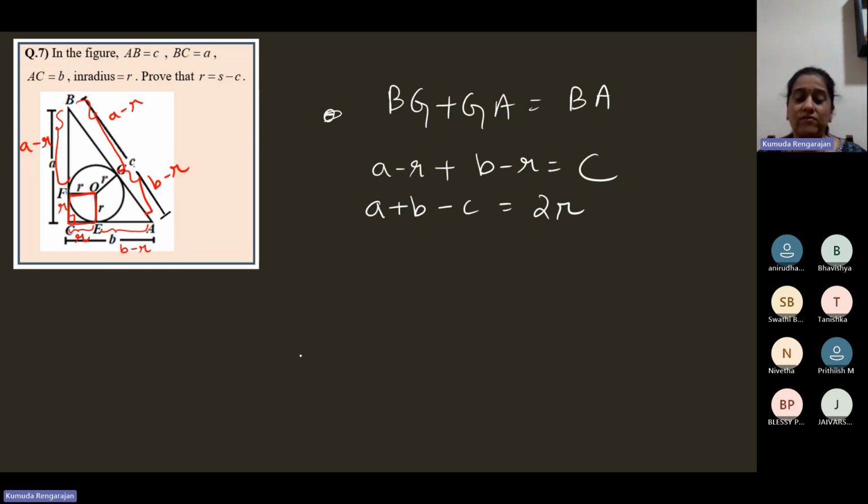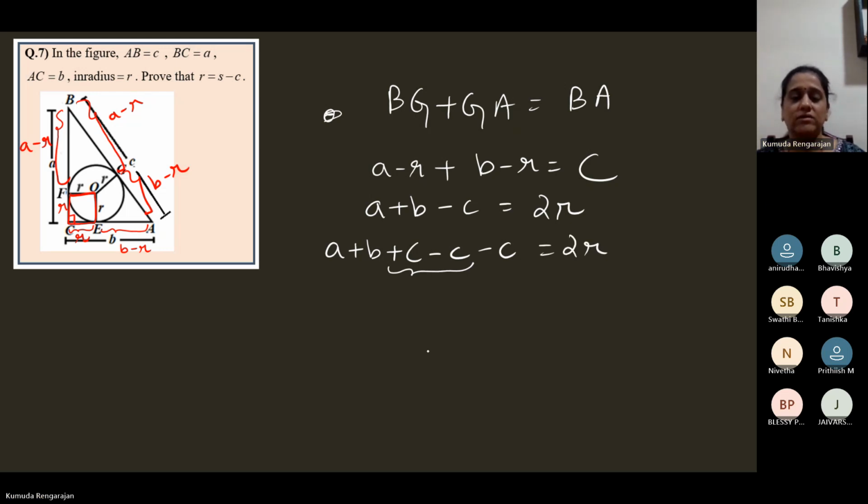Now you need S. For S, you need A plus B plus C. So what we're going to do is A plus B. You want a plus C. There's no plus C, but you want plus C. So you add C and subtract C. Plus C minus C, so like you've done nothing, no change, right? And there's already that minus C, right? You're adding C and subtracting C. All right, this minus C is equal to 2R. Now A plus B plus C is 2S.